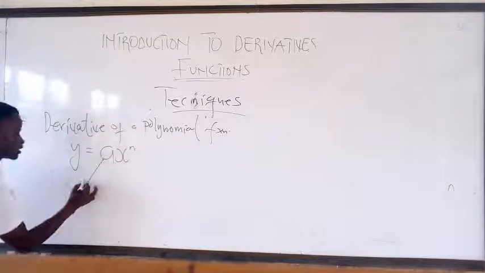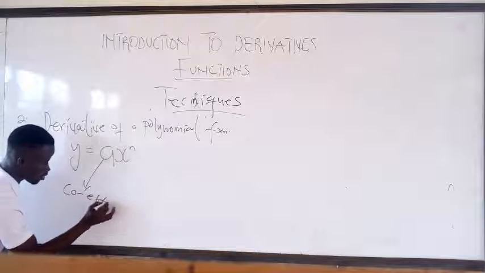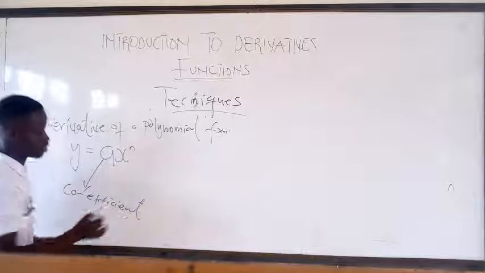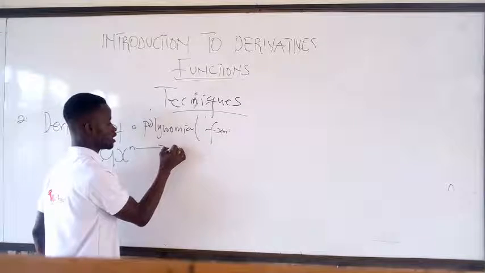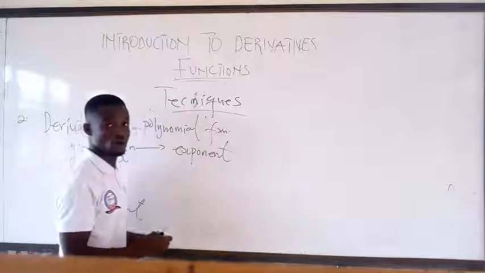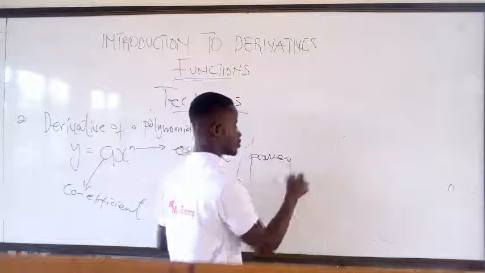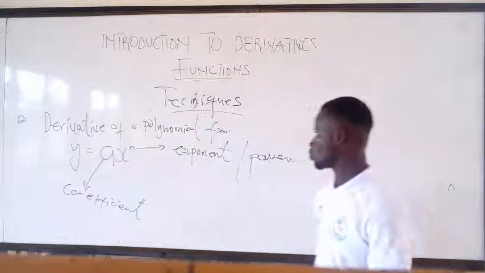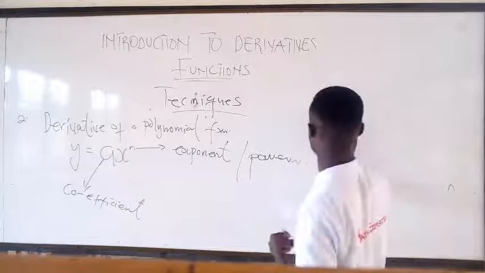So what will you call this a? Because the a here is the coefficient. The n here is the what? Is the exponent. Or what will you say? Power. Power. So how do we take derivative of this polynomial function?